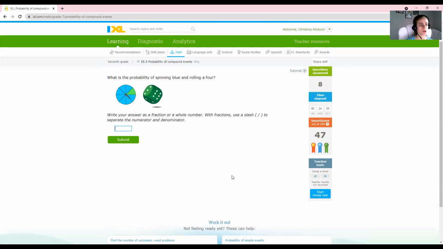Let's try this one. What is the probability of spinning blue and rolling a 4? All right, if we look at our spinner here, we have 1, 2, 3, 4, 5. All right, my pointer is not working here. Let's erase this and try counting again. We have 1, 2, 3, 4, 5, 6, 7. So 7 of these sections are blue, and there are 8 total sections, 8 total outcomes. For rolling a 4, one side of the die is a 4, and there are 6 total sides.